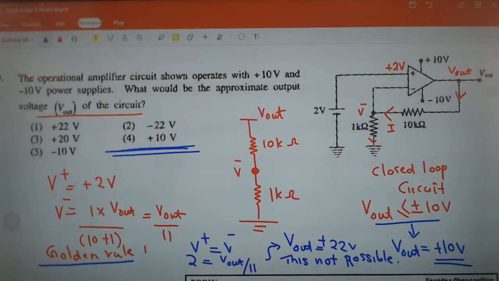This is a closed loop circuit. Therefore, we must apply closed loop rules.